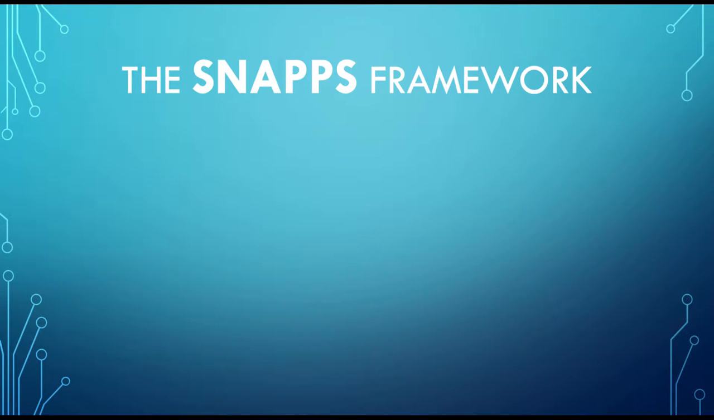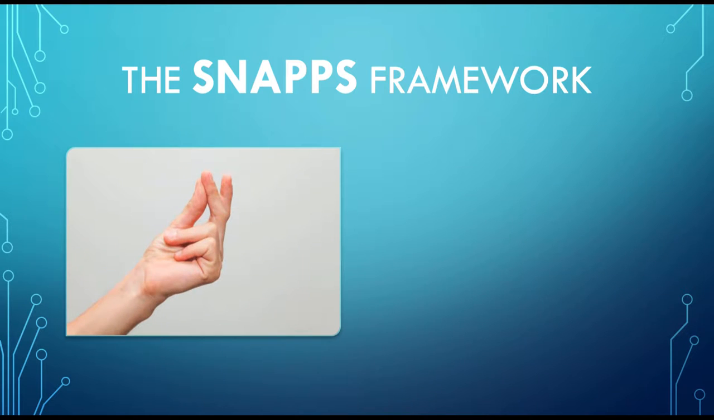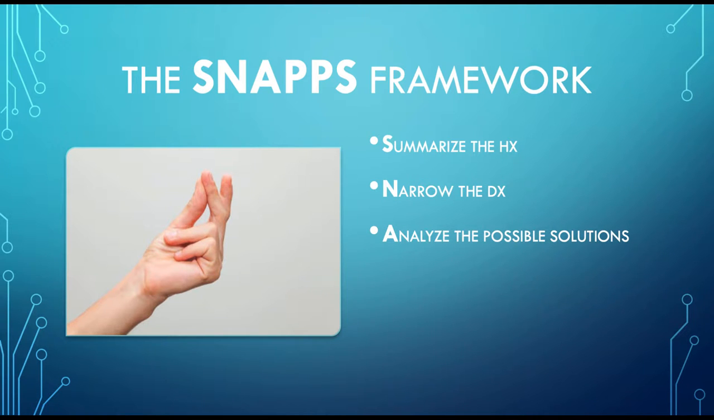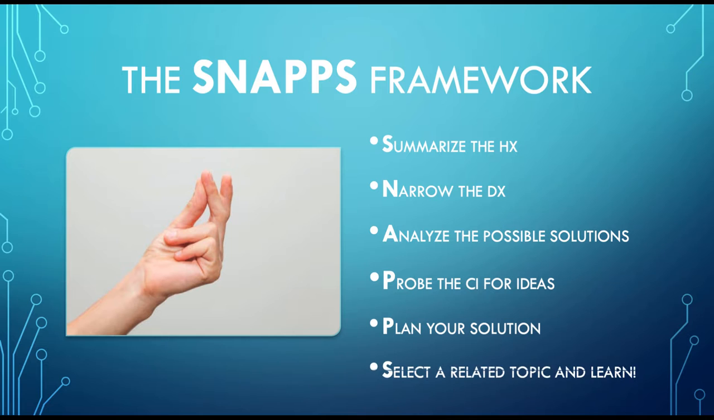First, we can use the SNAPS model to help students think through a clinical problem. Using this model, the students will summarize the history, narrow the diagnosis, analyze the possible solutions, probe the clinical instructor for further ideas, plan how they'll tackle the problem, and finally, select a related topic for self-directed learning.